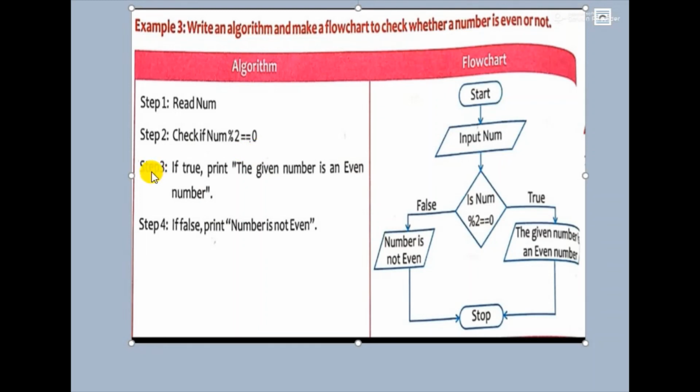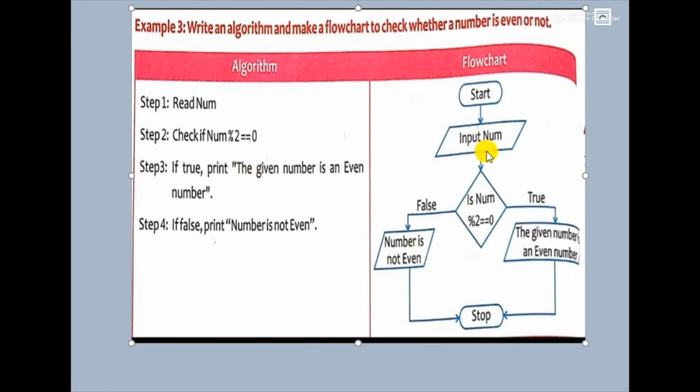In step 3, if the condition is true, then the output will be that the given number is an even number. But if this condition is false, then the output of this problem will be number is not even. The second column is containing the flowchart of this algorithm.